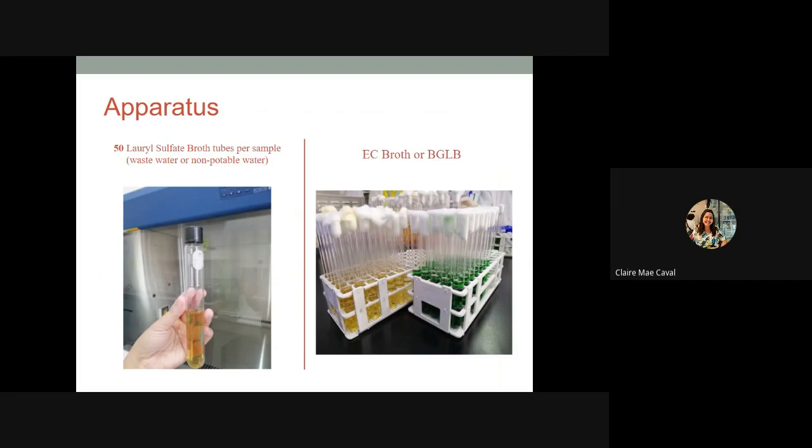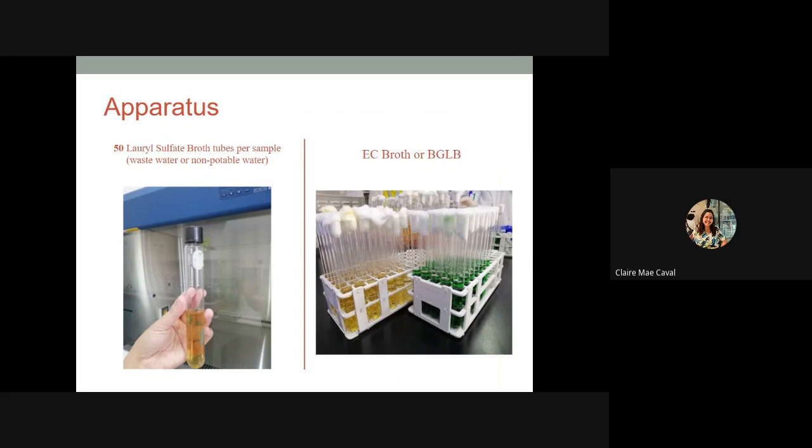Just remember the apparatus. And then we need lauryl sulfate broth, culture media. These are your prepared broth. We need 50 lauryl sulfate broth tubes per sample if wastewater or non-potable water. But for drinking water, we only need 5 lauryl sulfate broth tubes because in drinking water, we do not need to do dilution. Okay? There is no need to dilute because of the low density of bacteria. But for wastewater and recreational water, due to the higher density of bacteria, we need to perform a series of dilutions. So that's the reason why we come up with 50 lauryl sulfate broth tubes per sample.